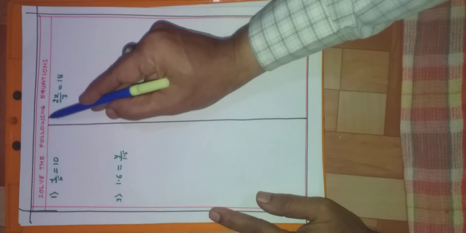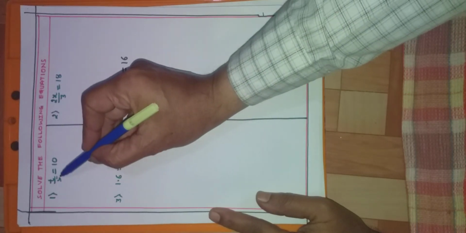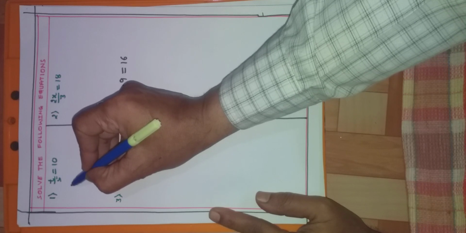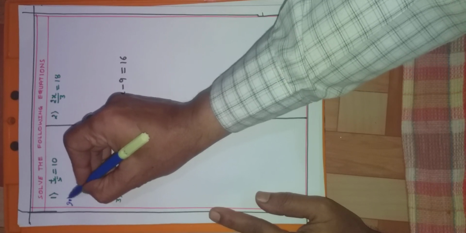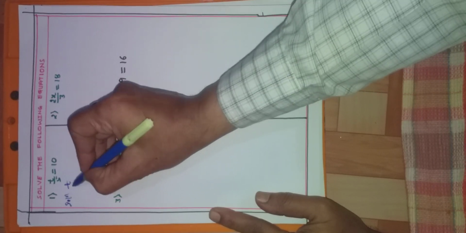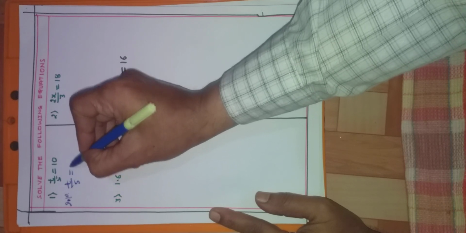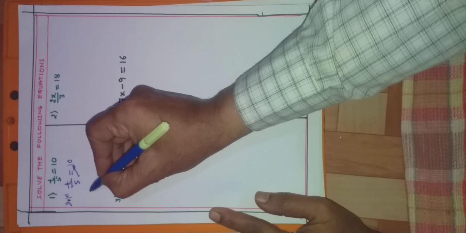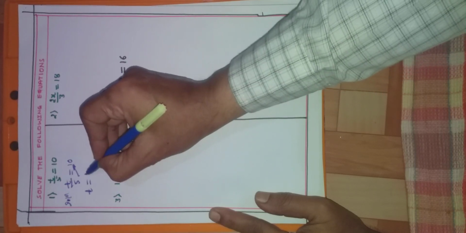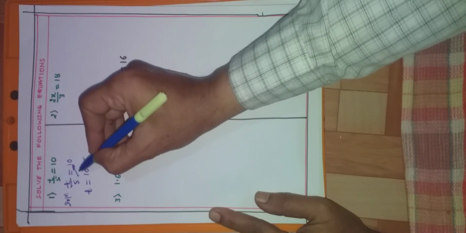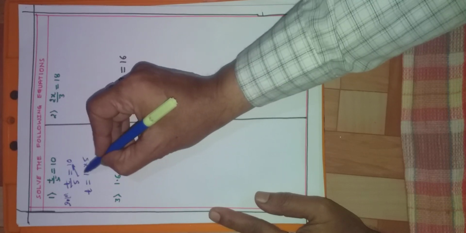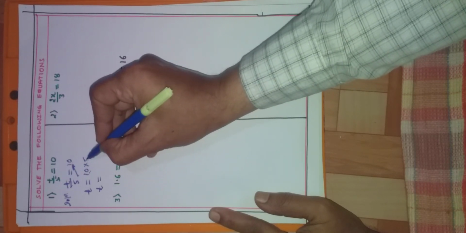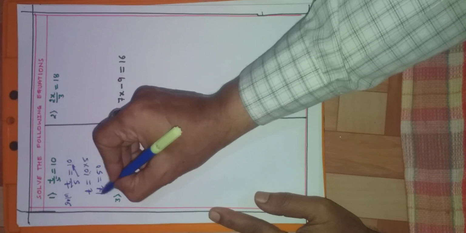Solve the following equations. First one, t by 5 is equal to 10. Solution: t by 5 is equal to 10. Here cross multiply. 10 into 5. Cross multiply it. t is equal to 10 into 5, which is 50. That is the answer.